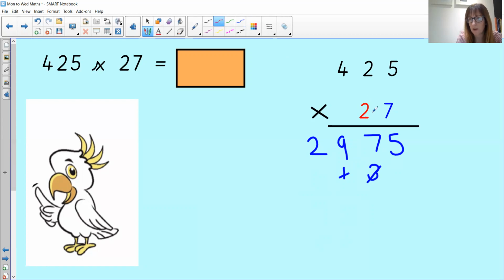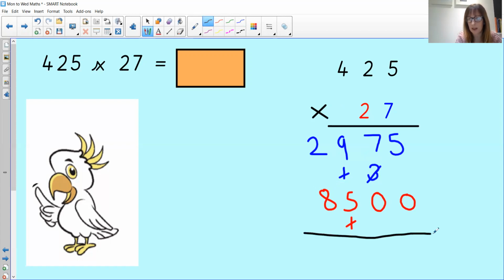So now let's move on and multiply by 20. So the first thing I need to do is put my 0 in as a placeholder. And 5 times 2 is 10. I take my 1 over. 2 times 2 is 4. Add the 1 is 5. And then 4 times 2 is 8. And then all we need to do then is add them together. Excuse my wonky lines, I'm sure yours will be much straighter.